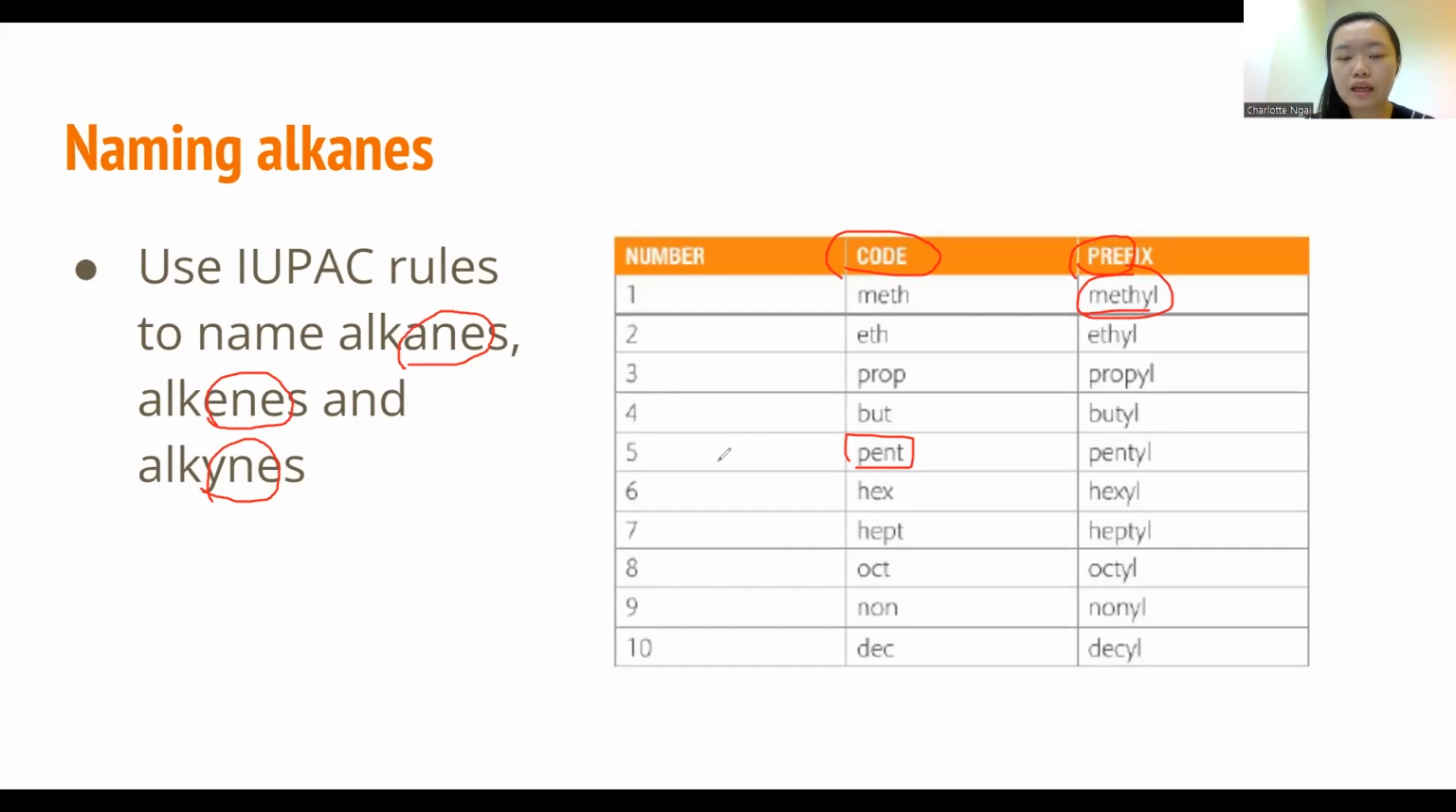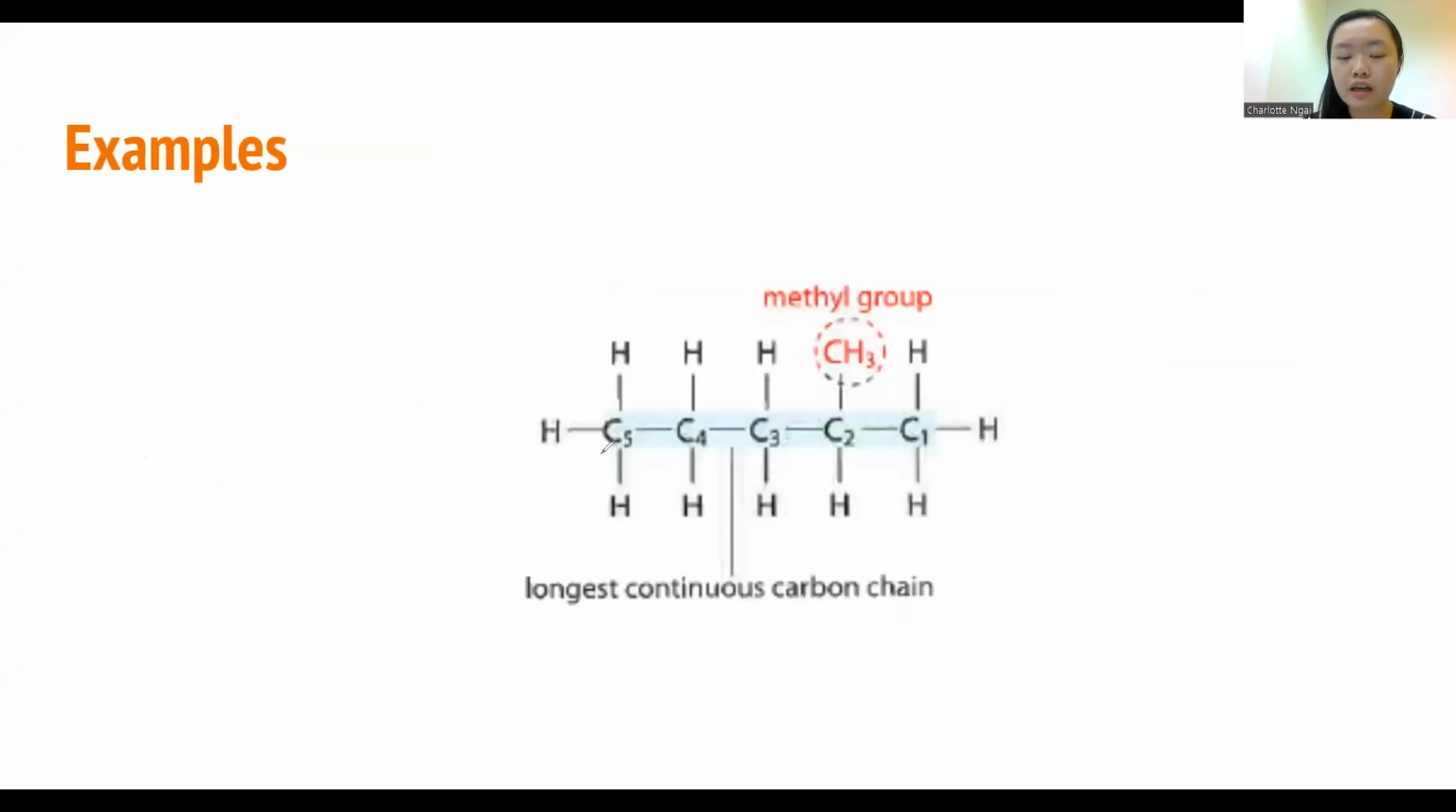First, we need to identify the longest carbon chain, which is right here. I can see there are 5 carbons in the longest chain. So that means the name should be pent, P-E-N-T. Since there is no double bond or triple bond, and all of them are single bonds, we will write ANE instead of ENE or YNE. So remember, ANE means single bond in the structure.